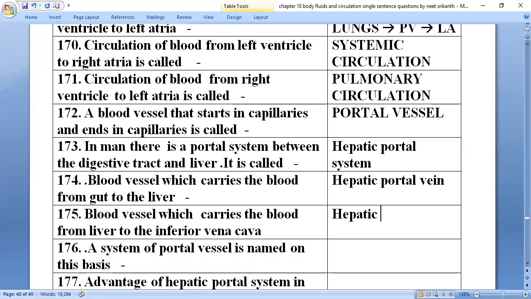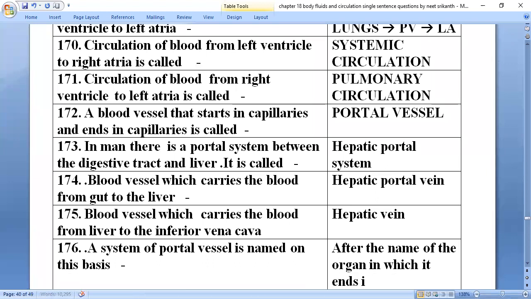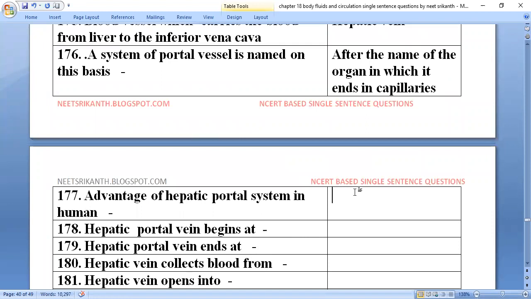Hepatic vein. A system of portal vessels is named on this basis after the name of the organ in which it ends. That is, in the liver we call it the hepatic portal system. In the kidney, it is the renal portal system, as we can see.